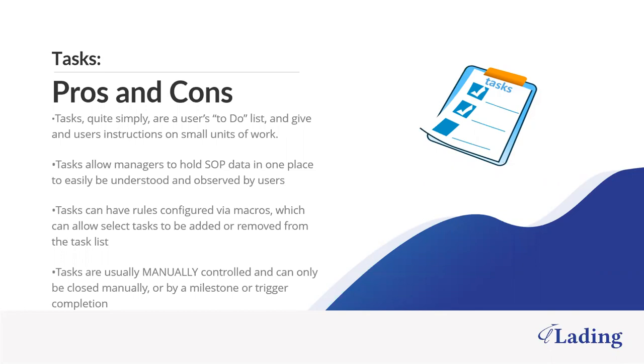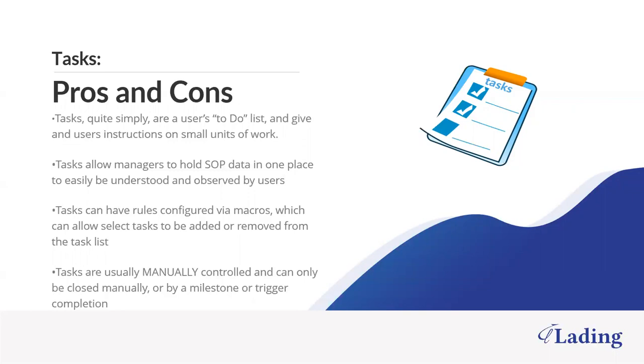The one bummer about tasks, they're usually manually controlled. So the user has to go in and close the tasks. Now you can set up a task that will close based on a milestone. But my argument in that case has always been, well, then why not just use milestones? And again, there's no wrong way to do this. I have my opinion on some stuff, but that doesn't make me right. You know your business better than anyone.